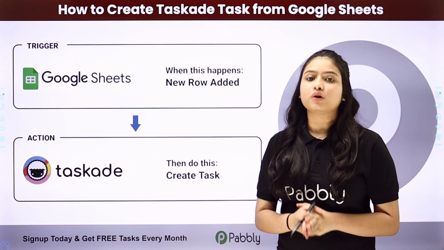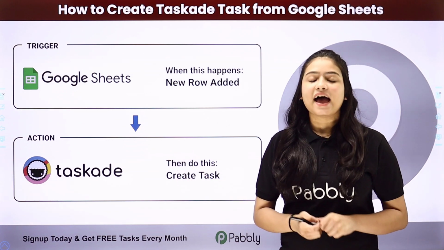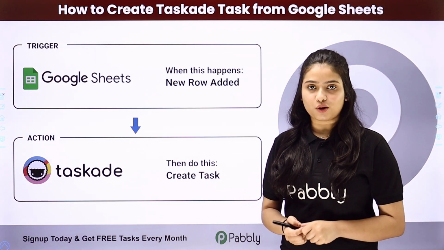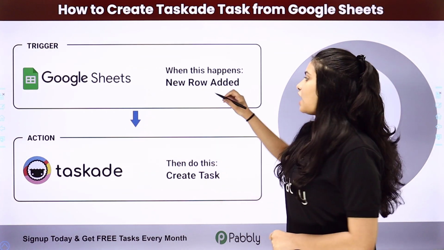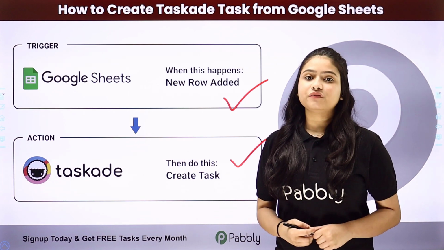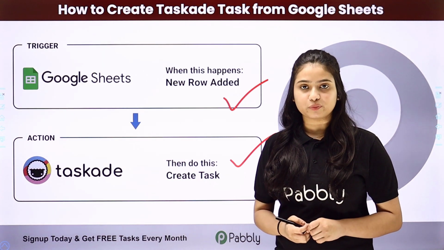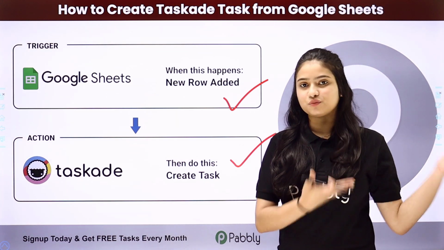So how we are going to automate this entire process? For this, we will have to integrate both these applications, and that we are going to do with the help of an amazing automation and integration software, Pabbly Connect. So here, we have Google Sheets in our trigger and Taskade in our action. We will be connecting both of them by using Pabbly Connect in order to automate this entire process. And to learn this entire automation step by step, let me take you all to my screen.